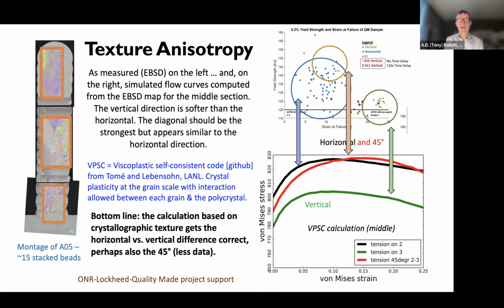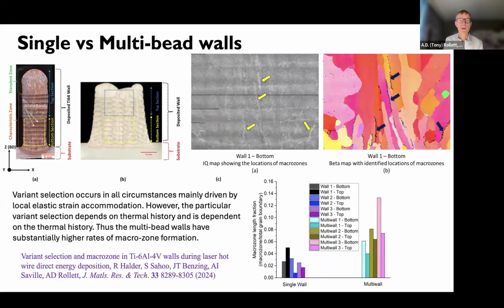I'm going to skip over this for lack of time, but it should be no surprise that the strong beta texture gives rise to significant anisotropy. And again, we use VPSC to try to model this. But the particular aspect I'll spend a couple of minutes on, that is published and available, is the work of Rajiv Halder in my group and Sahu in a group in India. And what we did with those maps was to do some more maps.